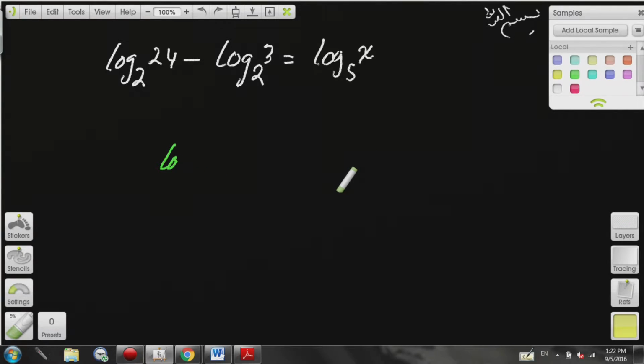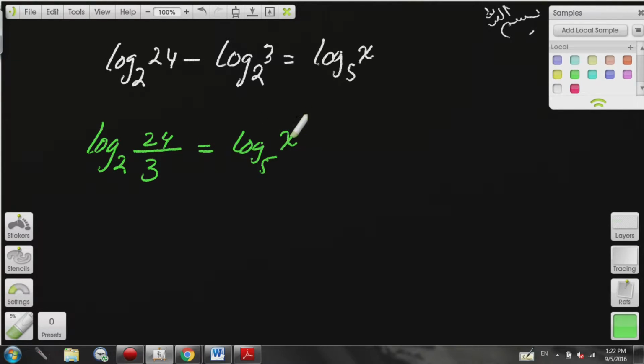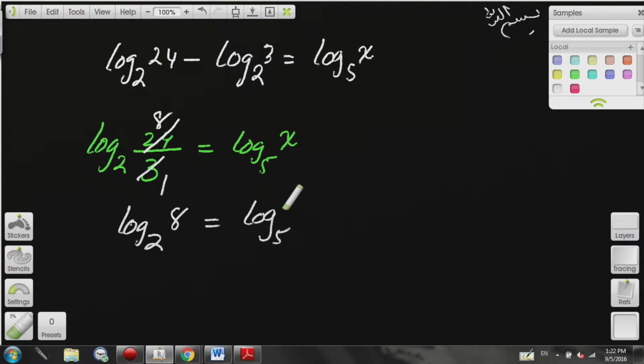Okay, so let's do that. Now this becomes log base 2 of 24 divided by 3 equals log base 5 of x. Oh, that's good. These are divisible. Now I get log base 2 of 8 equals log base 5 of x. Oh, I know how to do this. 2 to the what exponent is equal to 8? Well, that's 3. So this simplifies to 3 equals log base 5 of x.